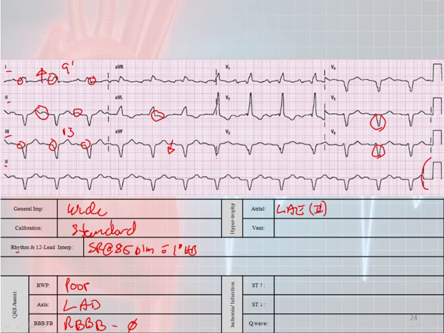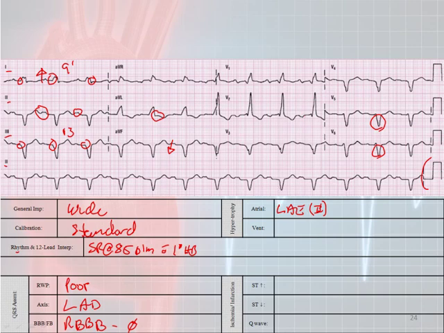In V1, it looks like they're kind of biphasic. It's hard to tell if the initial or the terminals are any different. It looks like you do have that in V2, though. It looks like you have a very small initial with a huge terminal scooping. So I'm going to go ahead and say that we do have a left atrial enlargement.